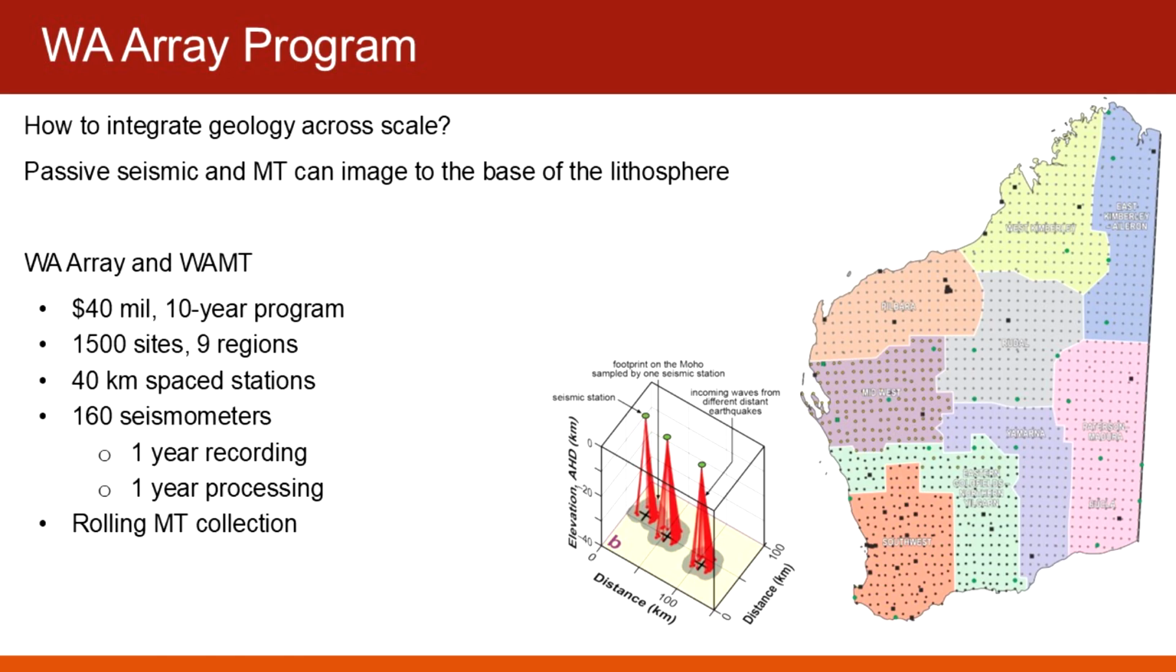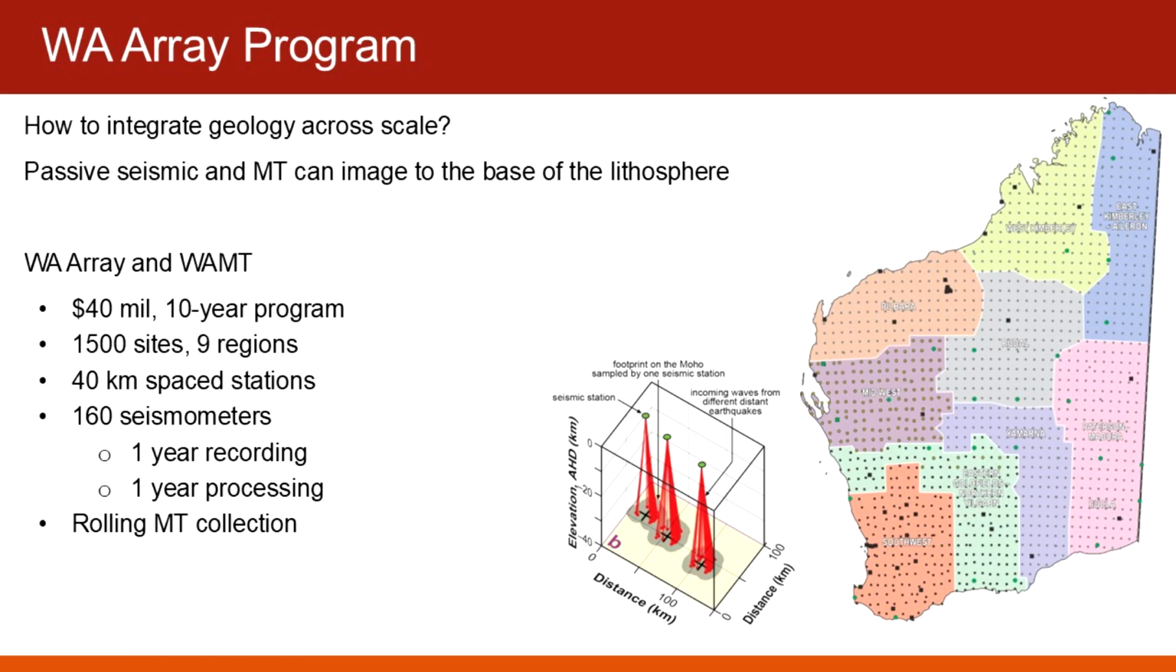So basically, off the back of OzLAMP and OzArray, GA's national scale programs, we didn't think it was going to develop quick enough for WA, so we developed our own program, WA Array, which is the passive seismic part, and WAMT, which is the magnetotelluric part. So we put in a submission to the Expenditure Review Committee, state government, and they gave us 40 million over 10 years to basically do those programs.